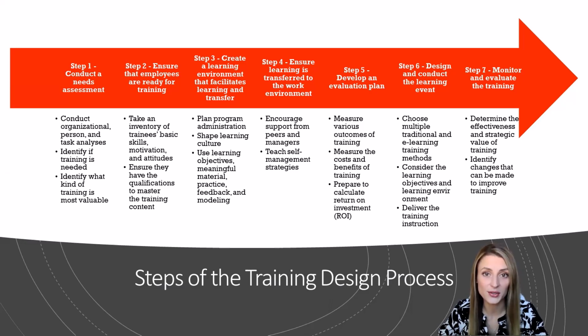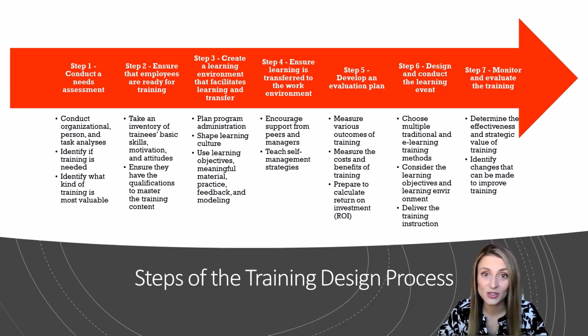Step 1 is to conduct a needs assessment. Step 2 is to ensure that trainees are ready for training. Step 3 is to create a supportive learning environment. Step 4 is to implement different features to ensure that transfer of training actually occurs. Step 5 is to create an evaluation plan.